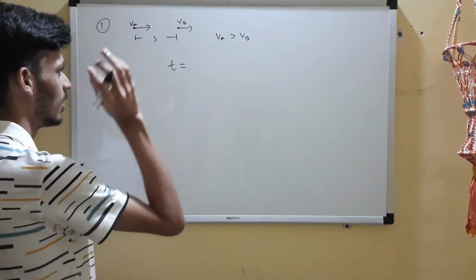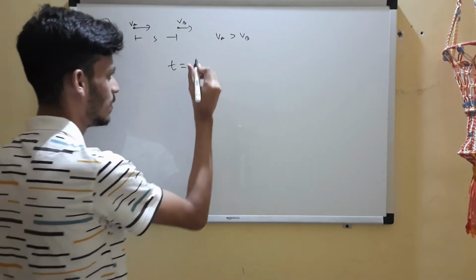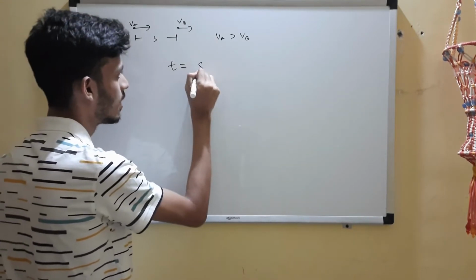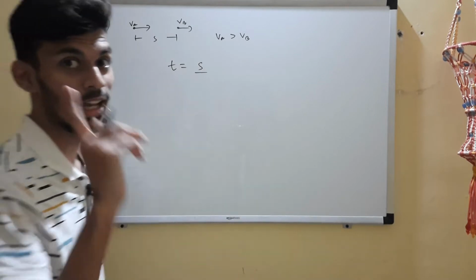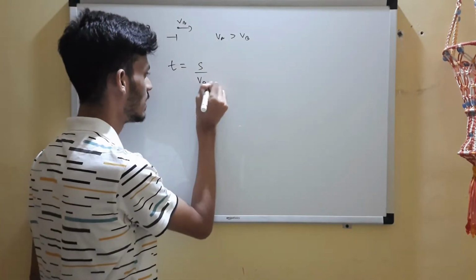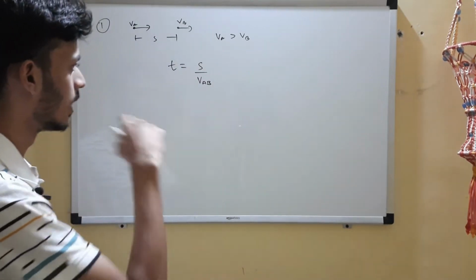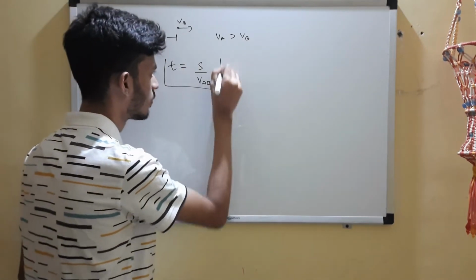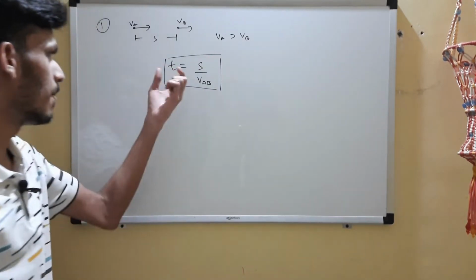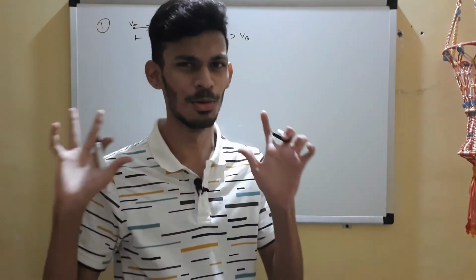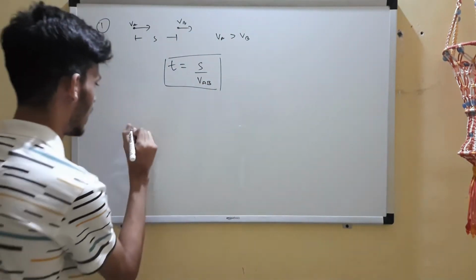What is the shortcut? The shortcut is time is equal to distance upon speed. Distance is s, and the speed is the relative speed, the relative speed with respect to b. So time is equal to distance upon speed. This is the only logic that you have to use. We can try a problem now.